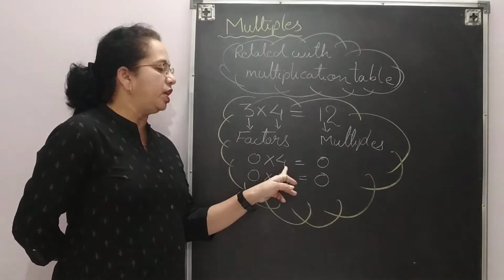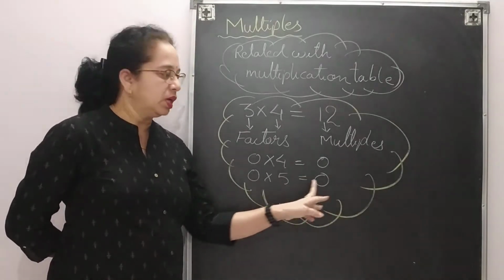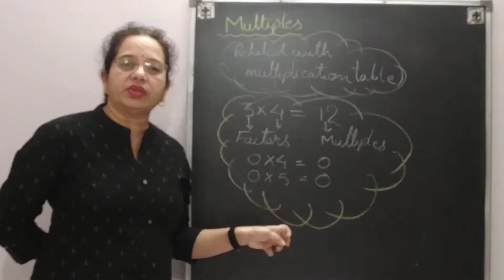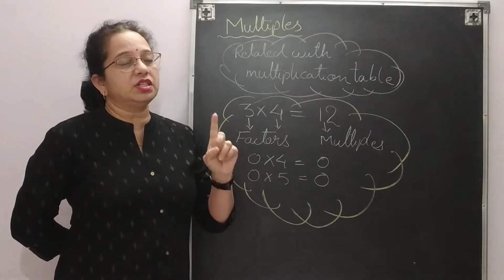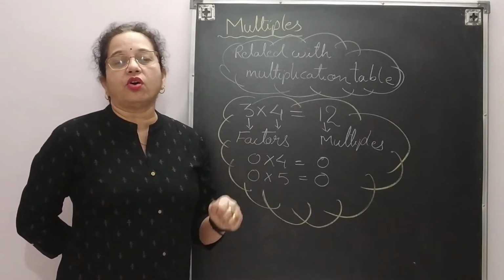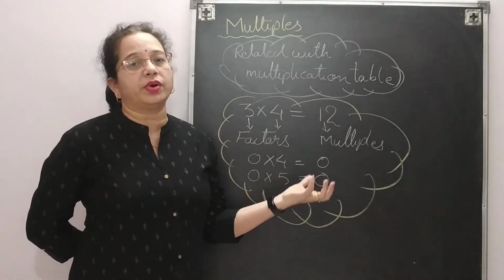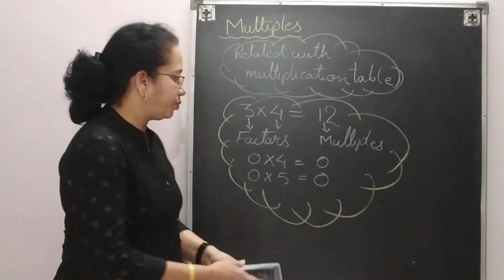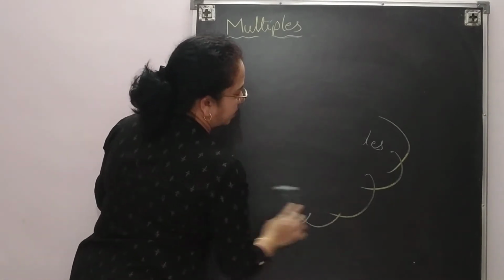But 0 is the multiple of 4. 0 is the multiple of 5. 0 is the multiple of 6. 0 is the multiple of 7. 0 is the multiple of all the numbers. So this is very important. 0 is the multiple of all the numbers, that we are going to see when I tell you properties of multiples. But example I have given over here. Okay. So we will start with a few examples.